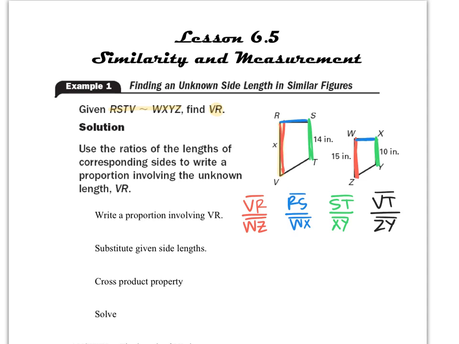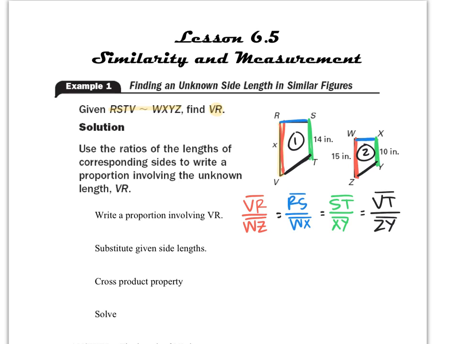Now notice in all of these that I started with this bigger figure on top and the smaller figure on the bottom. It doesn't matter which one goes on top and which one goes on the bottom as long as you are consistent. Now, based on the property of similar figures, we know that all of these ratios are equal to each other, therefore forming proportions. So we could set all these equal to each other, but we really only need 2 pairs of sides.